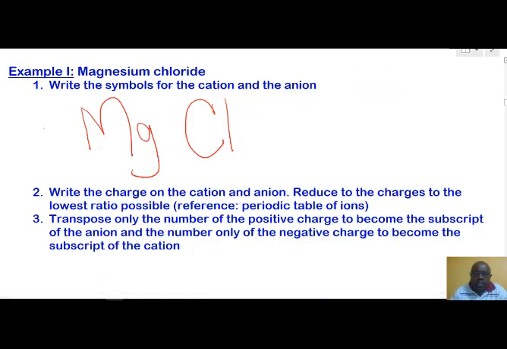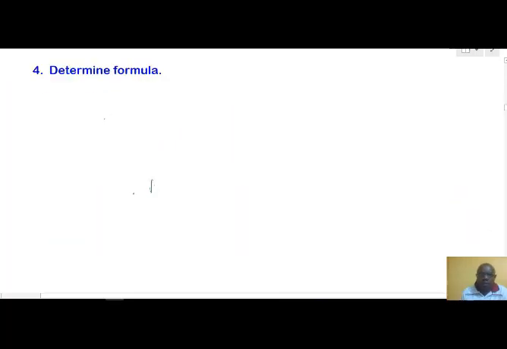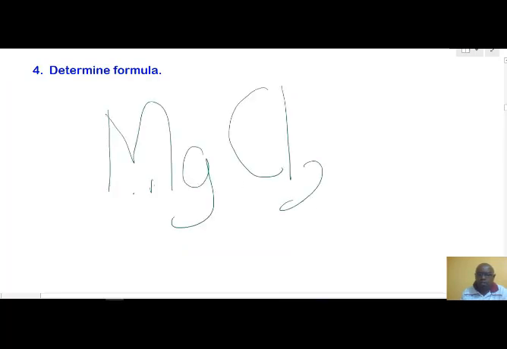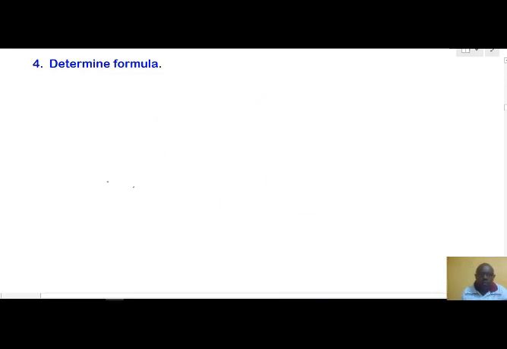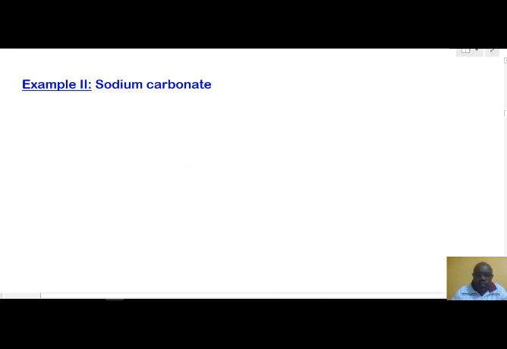Now we insert the charges we have got from the periodic table of ions. In step number 3, we transpose the numbers only of the charges. That is 2 from magnesium, we transpose it now to the chloride, and 1 from the chloride, we transpose it to magnesium. Our formula becomes Mg1Cl2. Now our formula becomes MgCl2.